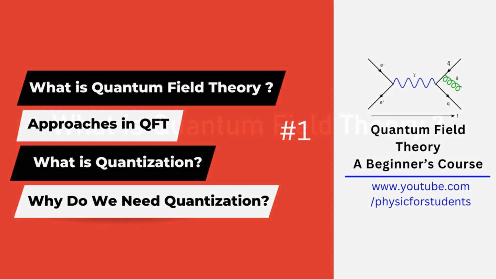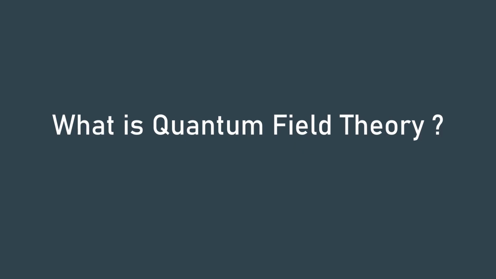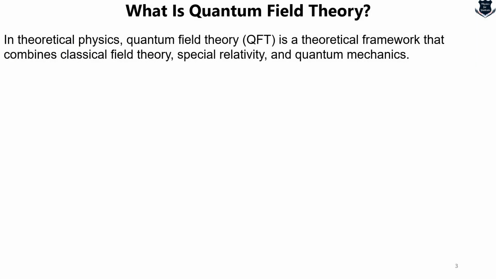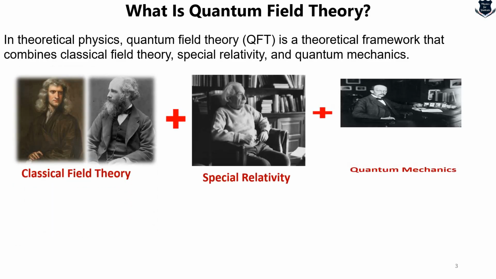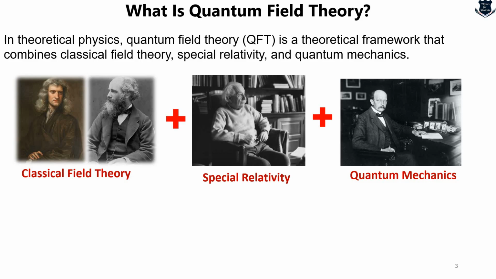Well, first we need to know, on a basic level as well as going a little bit deep, what is quantum field theory. Now, in theoretical physics, quantum field theory is basically a theoretical framework which combines three pillars of physics: classical field theory, special relativity, and modern quantum mechanics. So as you can see, it includes three theories: classical field theory.